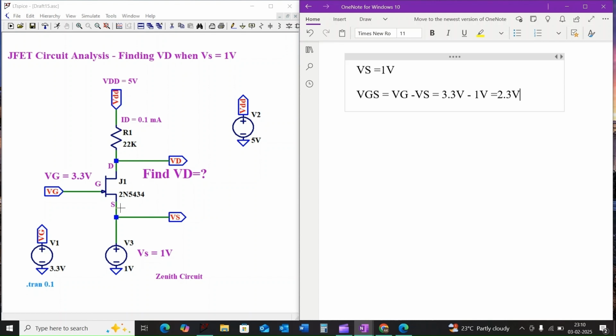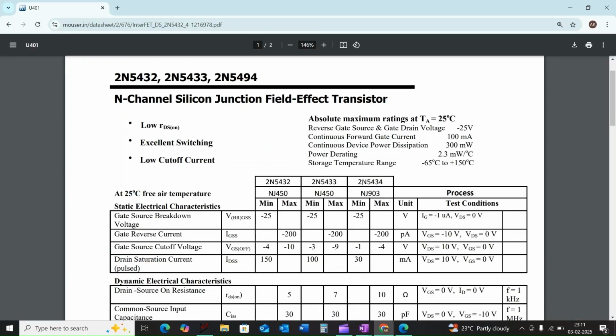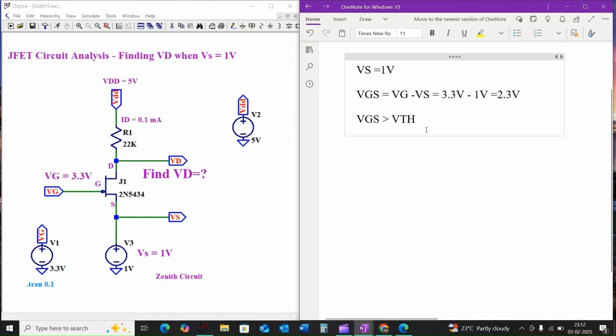Now we need to determine whether the JFET is on or off. For an N-channel JFET, it turns on when VGS is greater than VTH. That is, VGS should be greater than VTH. The datasheet for the 2N5434 specifies a typical value of VTH, often denoted as VGS off, which is between minus 1 and minus 4 volts. Since our VGS is greater than minus 4 volts, we can conclude that the JFET is in the on condition.